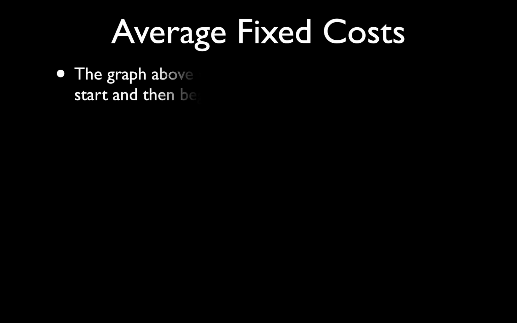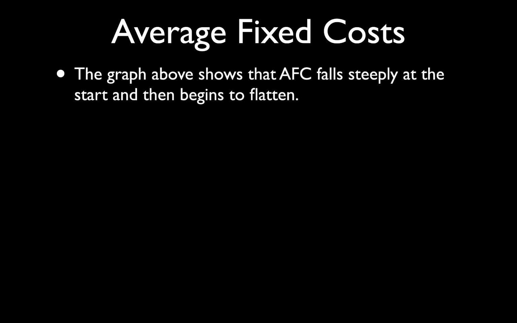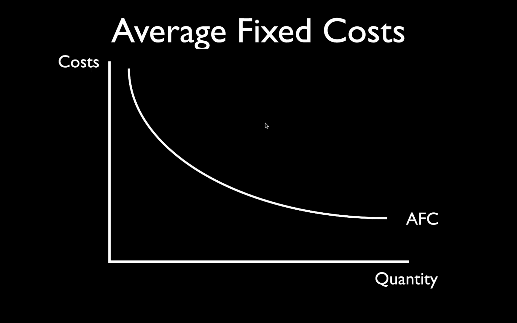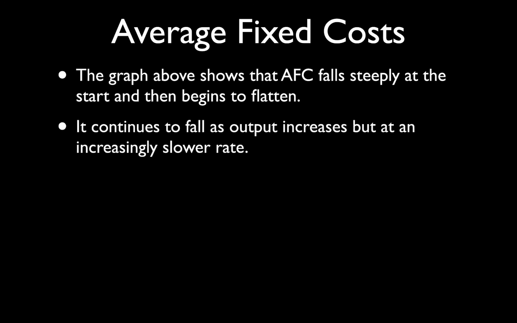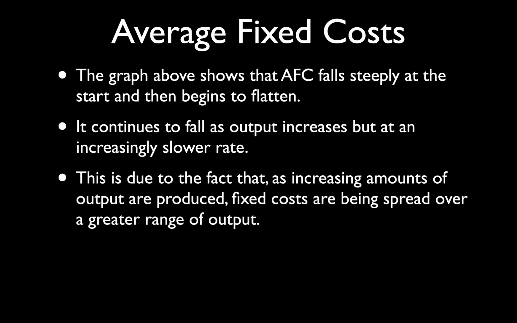Okay, so hopefully you've had a chance to do that. Now, what I'm saying here is I want you to understand absolutely in your mind why this is the way it is. The graph shows that the average fixed cost falls steeply at the start and then begins to flatten. We can see that that is, boom, pretty much straight down, and by the end we're almost going across, even though we never ever will. It continues to fall as output increases, but at an increasingly slower rate. Now, why does it fall? Explain the shape of the average fixed cost curve.